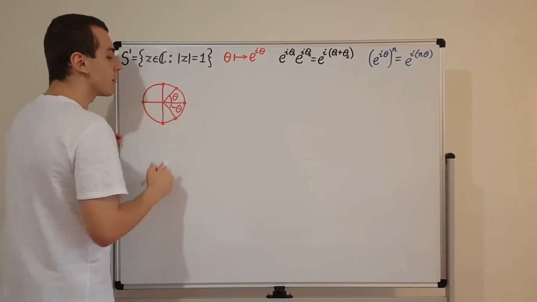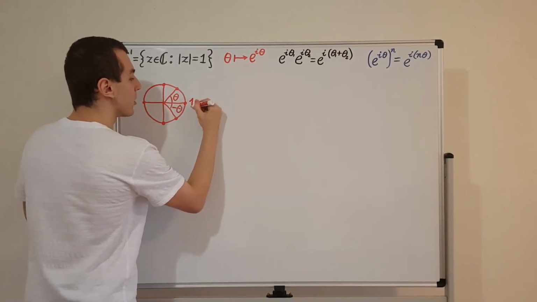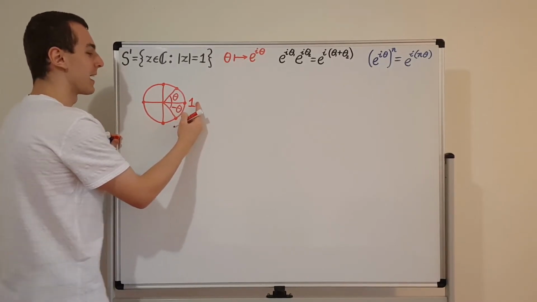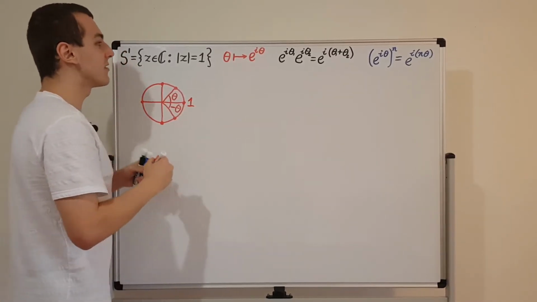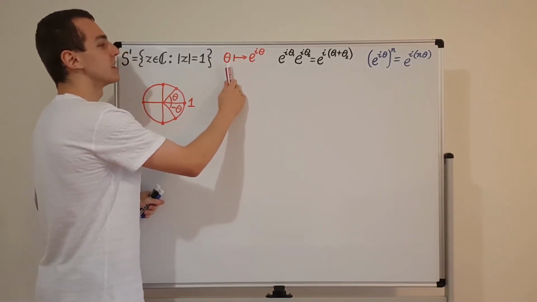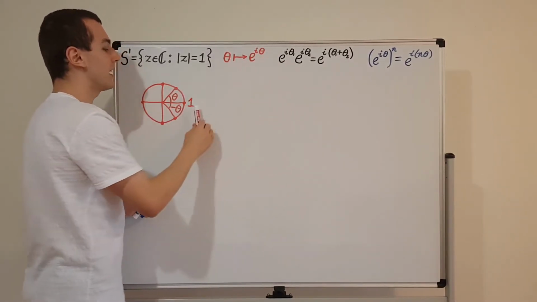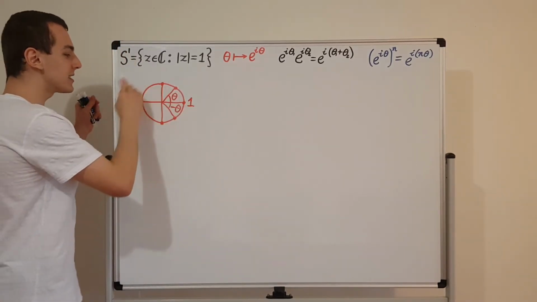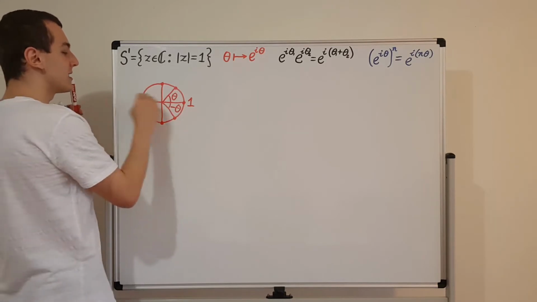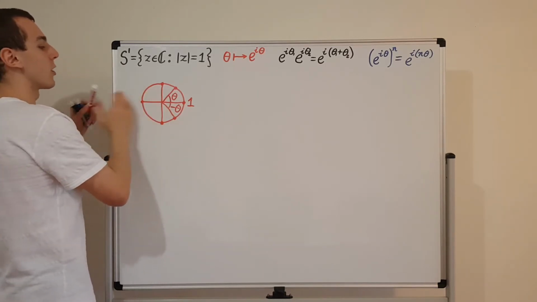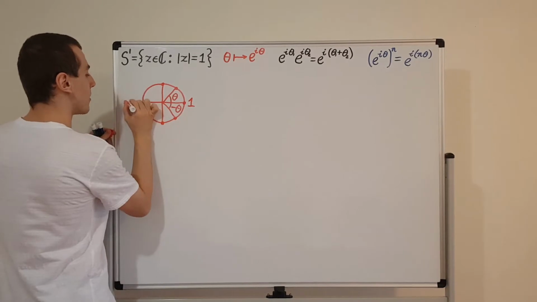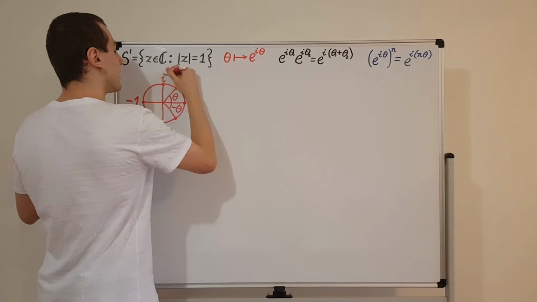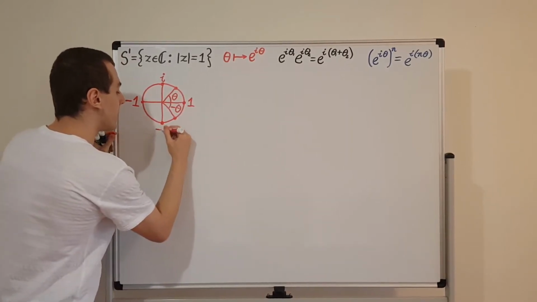But first, let's label these points. This point I'm going to label as 1. This is the multiplicative identity, and it actually corresponds to the additive identity. If we set theta equal to 0, e to the i0 gives us e to the 0, which is 1. What about on this side? On this side, we're looking at the negative side of the horizontal axis. This is minus 1. Up here we have i, the imaginary unit, and over here we have minus i.